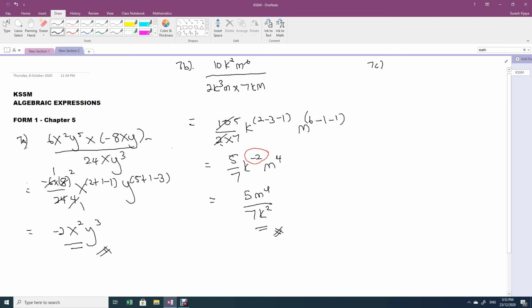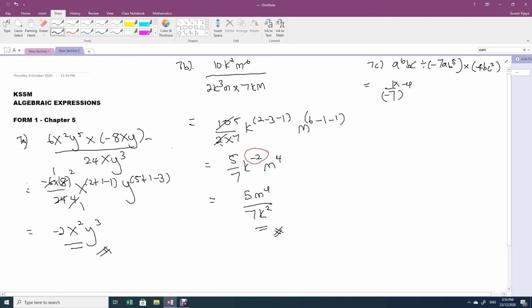7c says a to the power 6 bc divided by negative 7ab to the power 5, times negative 4bc to the power 2. So for this question, we divide the numbers first. 1 divided by 7, times negative 4.